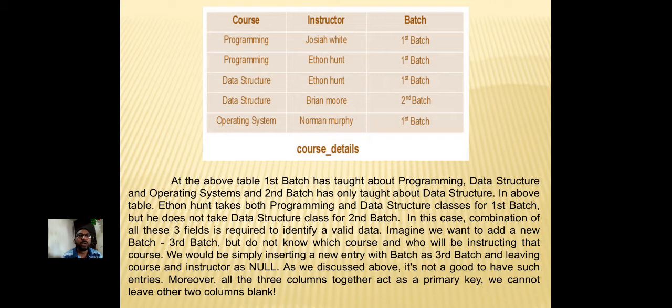Imagine we want to add a new batch, a third batch, but do not know which course and who will be instructing that course. We would be simply inserting a new entity with batch as third batch and leaving course and instructor as null. As we discussed above, it's not good to have such entities. Moreover, all the three columns together act as a primary key. We cannot leave the other two columns blank.